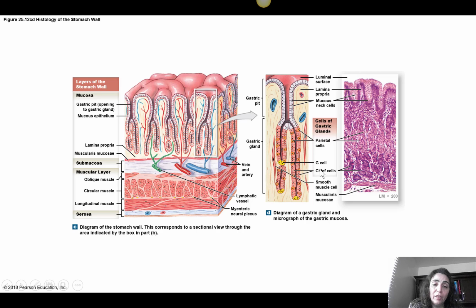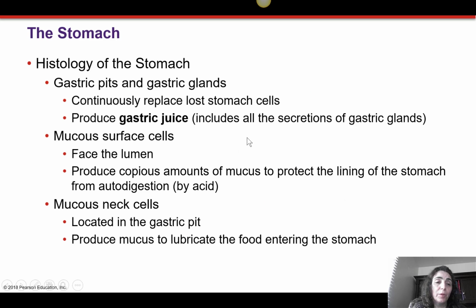I'm just showing you here the thing that we discussed before, that in the lamina propria you may have some smooth muscle. You see an example of those. These are not in layers like the muscularis mucosa, but are scattered inside of the lamina propria. So, to review, gastric pits and gastric glands continuously replace lost stomach cells, and they produce gastric juice that includes all the secretions of the gastric gland. We call them gastric juice, right?